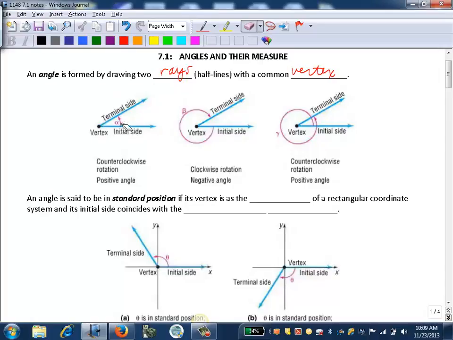When the rotation is counterclockwise, it's a positive angle. Here, our initial side, and then we rotate clockwise through the angle beta, that's the Greek letter beta. Here's our terminal side. So for negative angles we go clockwise, positive angles we go counterclockwise. And then here, we start at our initial side, then we rotate through and we actually go more than a full revolution, so we'll talk about that shortly. We know that's more than 360 degrees.